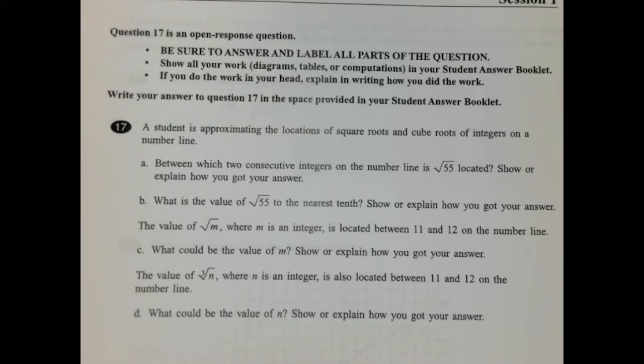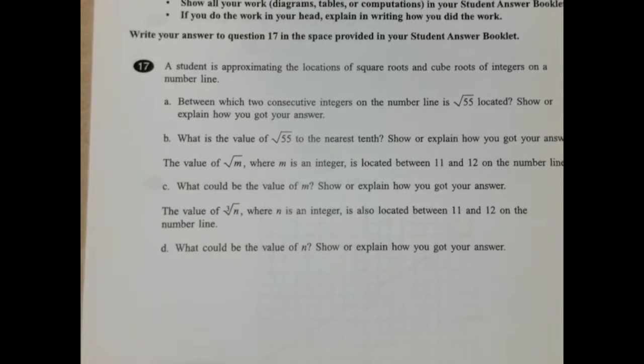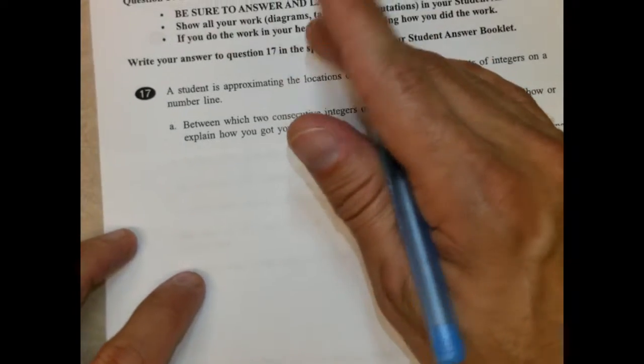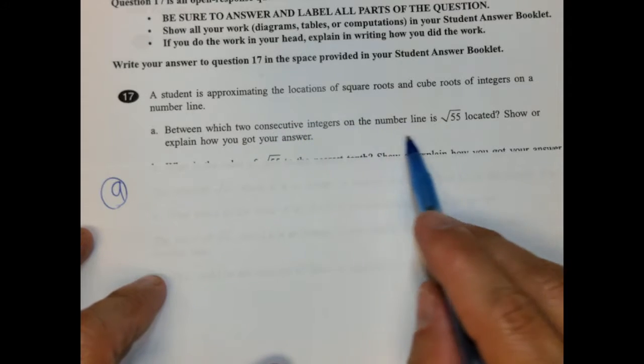Okay, so let's take a look. We have a student approximating the locations of square roots or cube roots of integers on a number line. Between which two consecutive integers on the number line is radical 55 located? Show or explain how you got your answer. So I'm going to go ahead and use this paper here. So part A, it's asking us which two consecutive integers this is between.